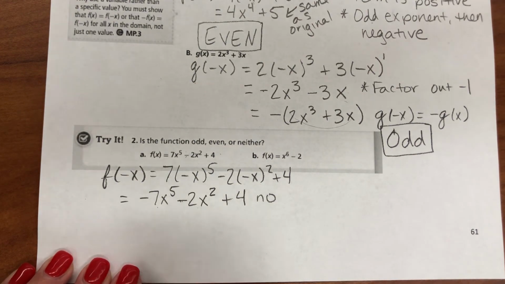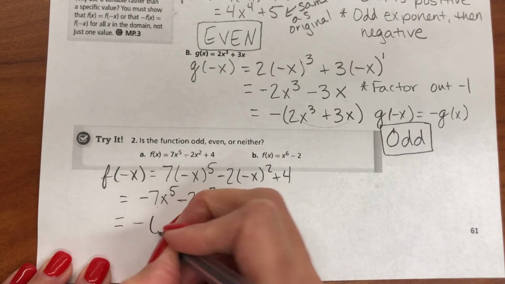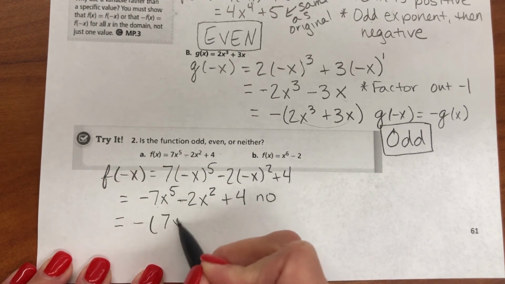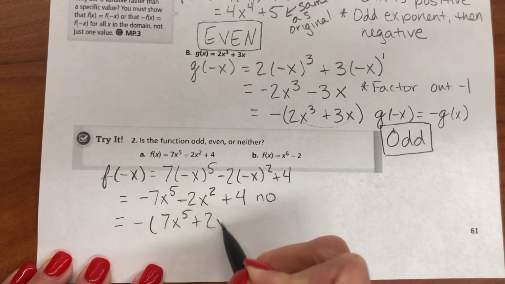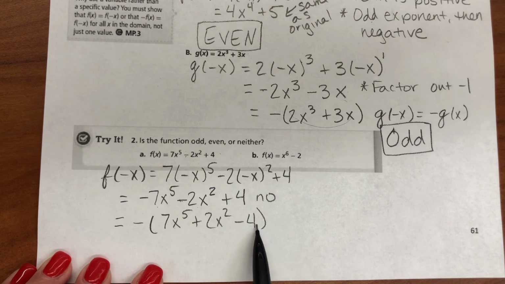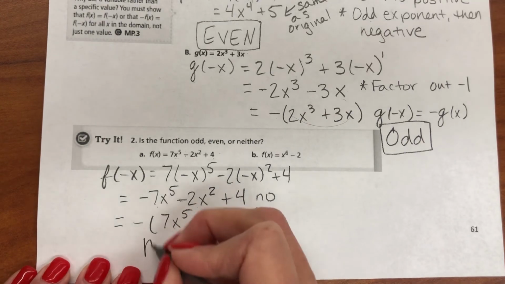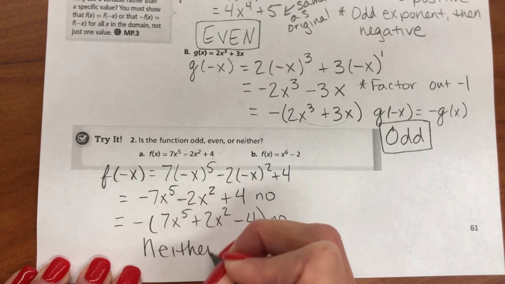So if it's not even, I need to test for odd by taking out a -1. So factor out a negative, so you change all these signs. Now, is this the same as this? No. So then we conclude that this is neither.